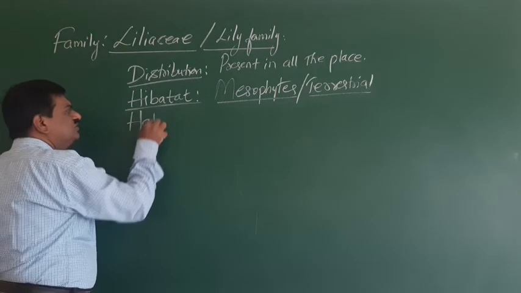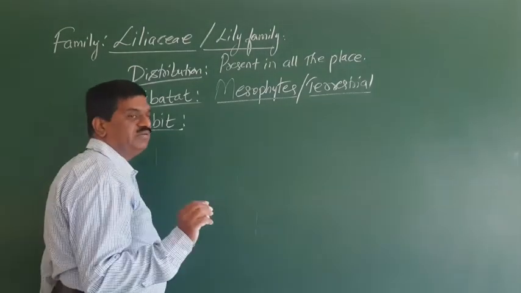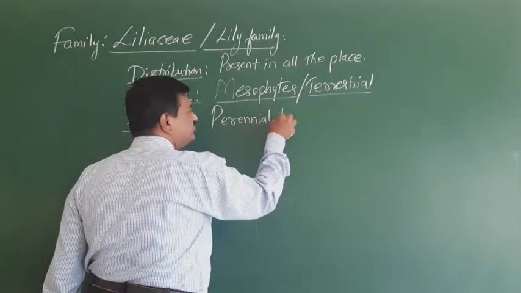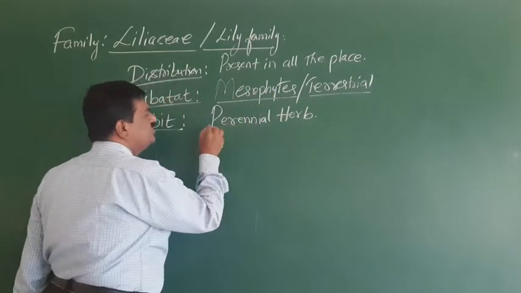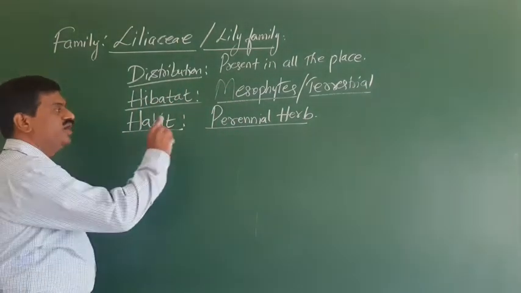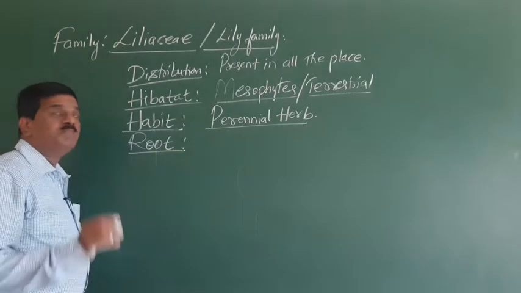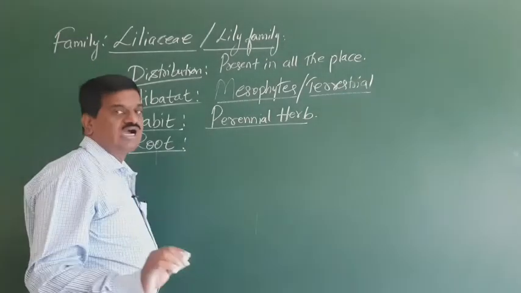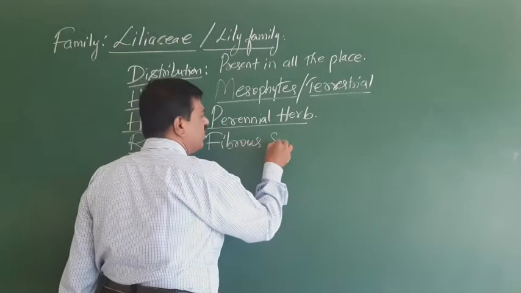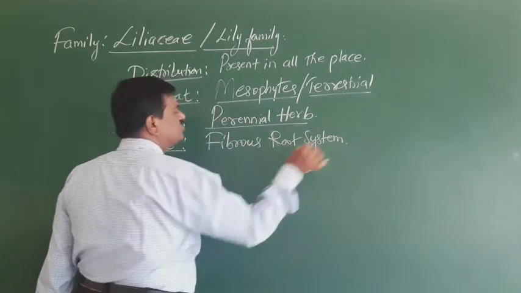So we go for the next one called as habit. So here the habit is nothing but herb. So we use a word perennial herb. The meaning of perennial herb, it is present for many number of years. So hence it is called as perennial herb. So we go for root system. Because Liliaceae comes under a monocots, here the root system is always called as fibrous root system. So this is one.